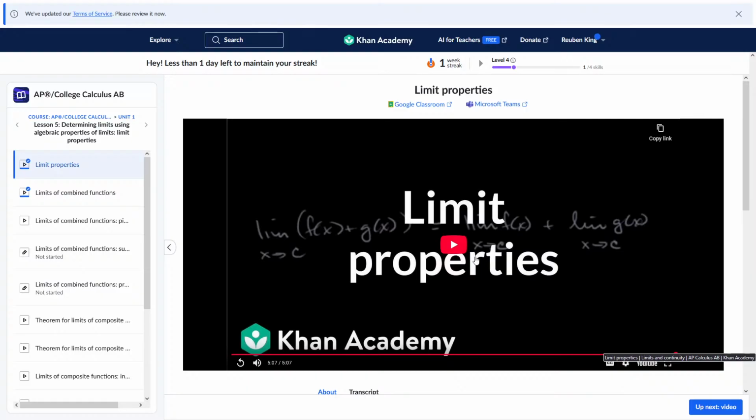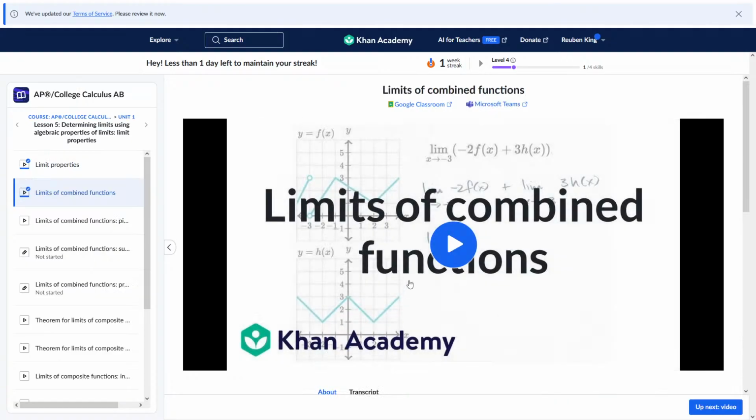Basically, there's the adding and subtracting property. So the limit of f of x plus g of x, you can just add the limits. That's easy. Multiplication, you can just multiply limits. That's easy. For exponents, you can just put the exponent on the outside. Take the limit first, and then take the exponent. That's light. Now we're in new territory.